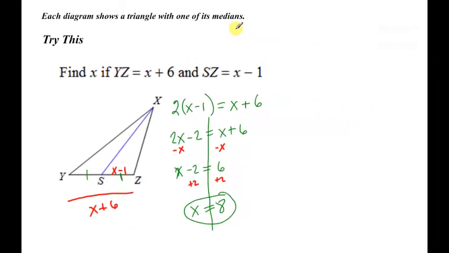Okay, if you got x is equal to 8, you're probably good to go. If you didn't, check out the steps here. I put the information in. I've tick marked that as a median with the S as the midpoint. And it looks like I had to double this shorter segment. I needed 2 of those in order to equal the full length. So that's my setup. 2 times that x minus 1 is equal to the full length of x plus 6. And then you can check out the steps of the algebra. Hopefully that went well for you.